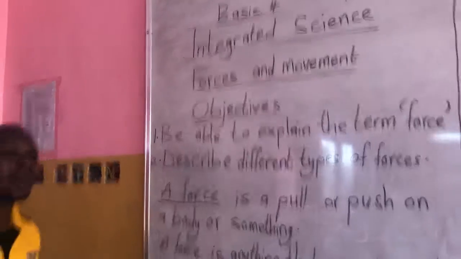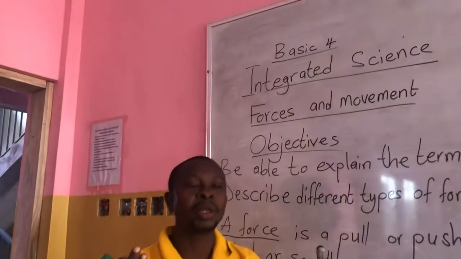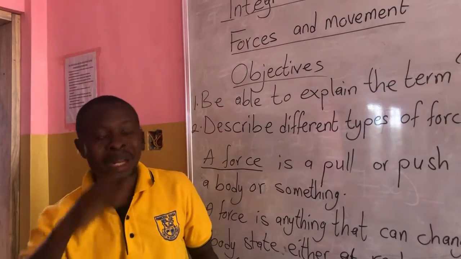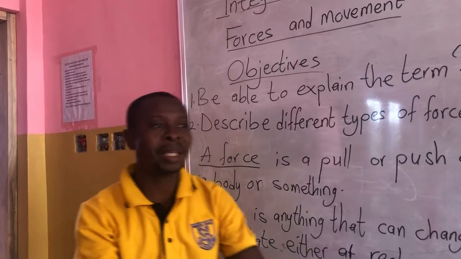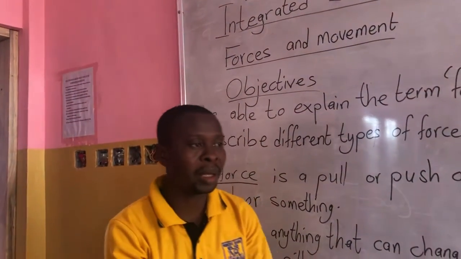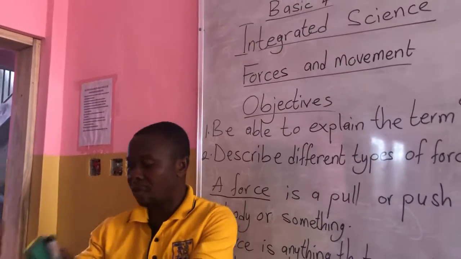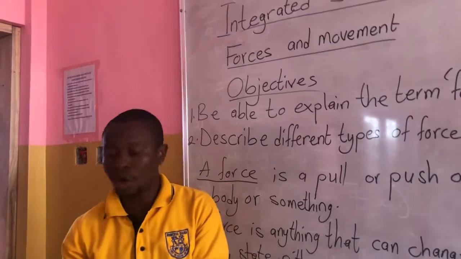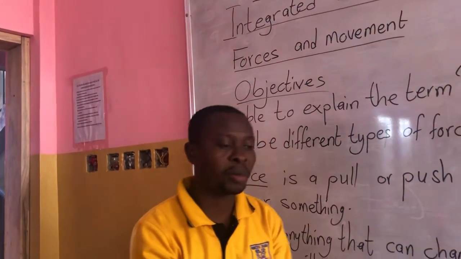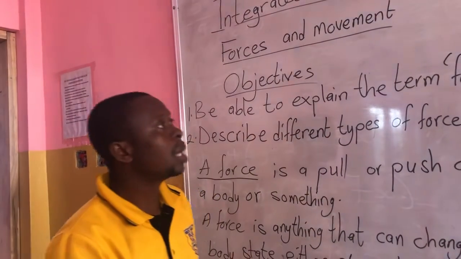I will continue to say that force can change the body's state either at rest or in uniform motion, okay? And I use the chair as an example. The chair is at rest, okay? When I start to pull it, it started moving. So the force I've applied has changed the state of the chair from rest to motion, okay? Good. Let's continue.